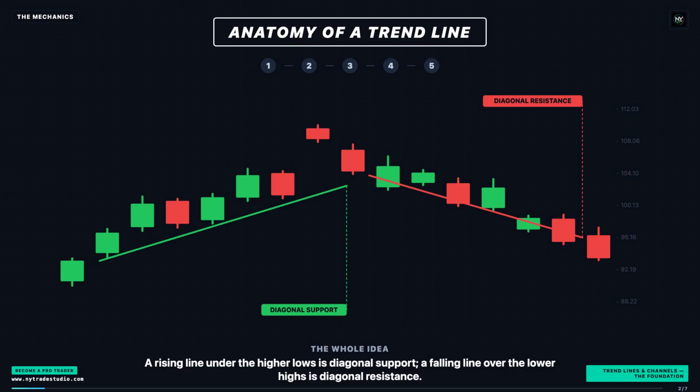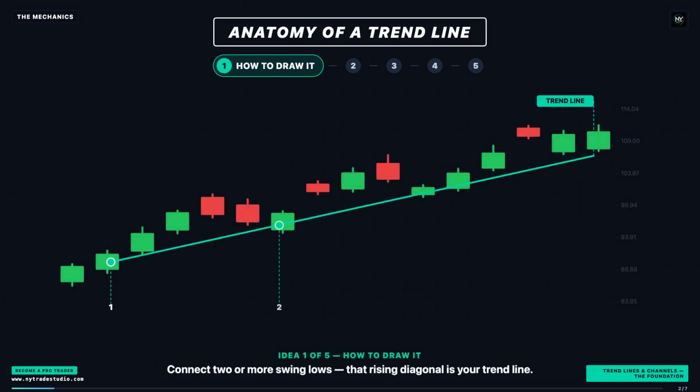Before any real chart, here is the whole idea on one simple diagram. If you understand this picture, every trending chart after it will feel easy. First, how do you actually draw a trend line?